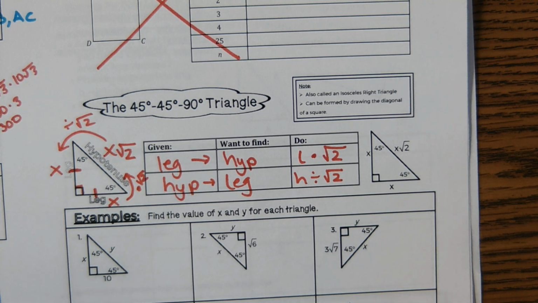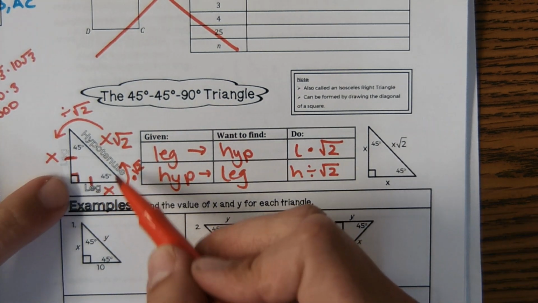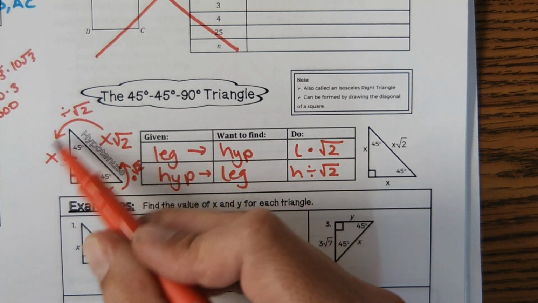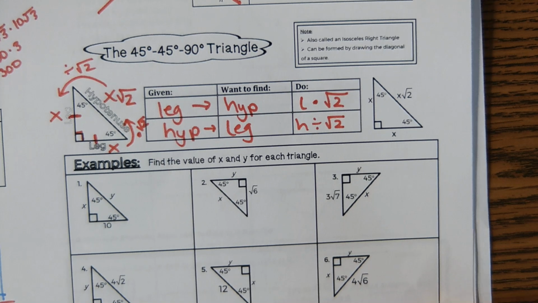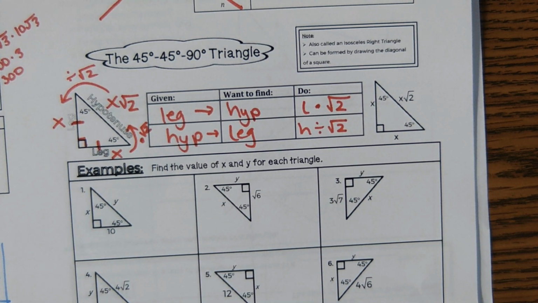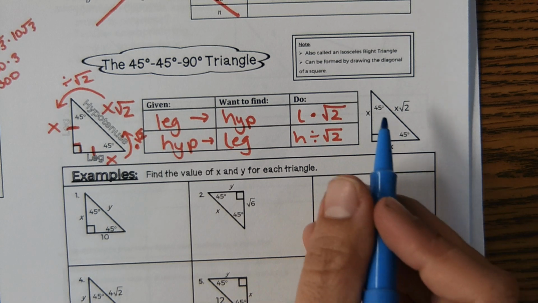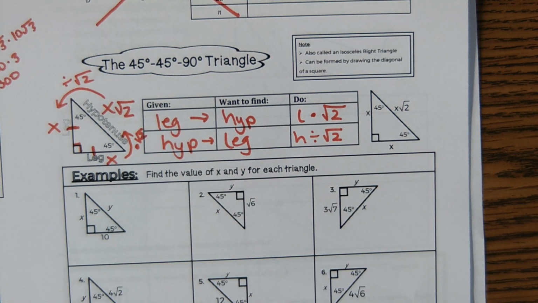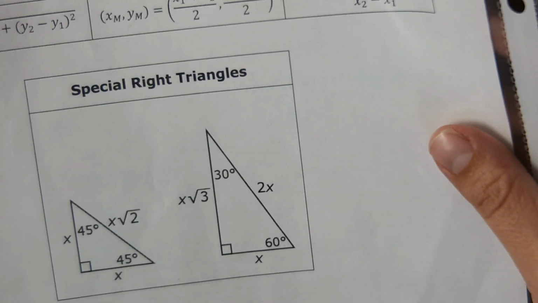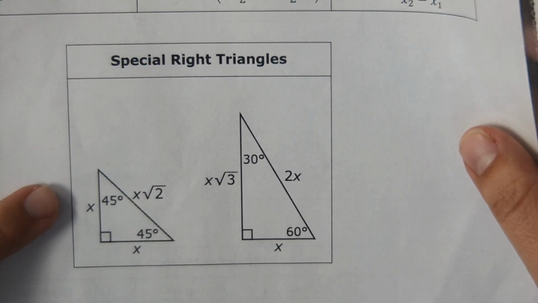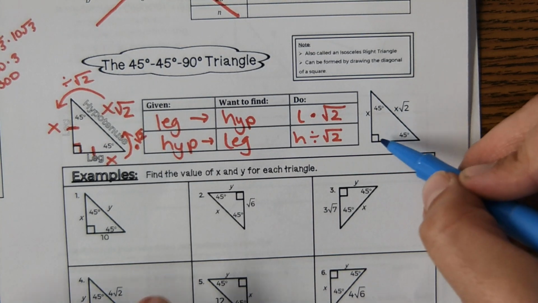And that's what we're doing for this first set. So if we're given a leg, we're going to multiply by square root of 2, or if we're given the hypotenuse, we divide by square root of 2 to get over here. So on these first three examples, we're going to use these ratios. These ratios, just so you're aware, are also on the reference sheet for the EOC right here. So you don't really have to memorize them, you just have to know how to use them. So here we're just going to be referencing this.